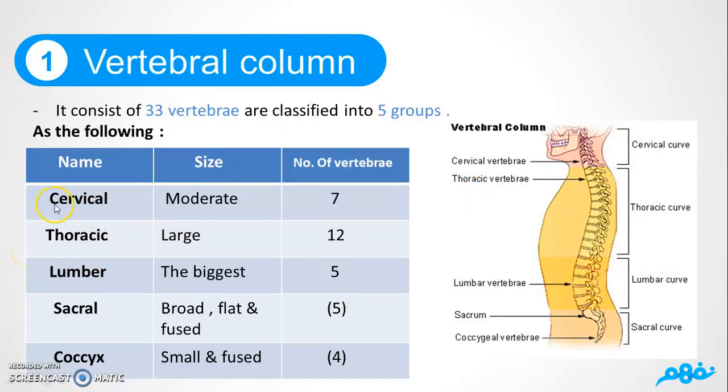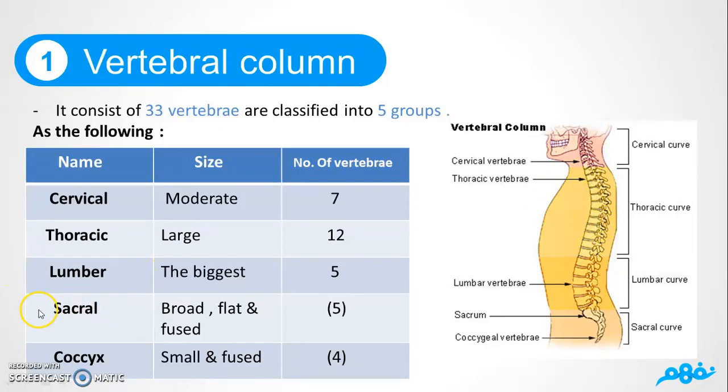From its name, thoracic, it's in the chest region, and consists of 12 vertebrae, large in size, followed by the lumbar. Okay, focus on this. The lumbar is the biggest vertebra in the vertebral column. It consists of only 5 vertebrae, but large in size, the biggest one, here in the abdominal region.